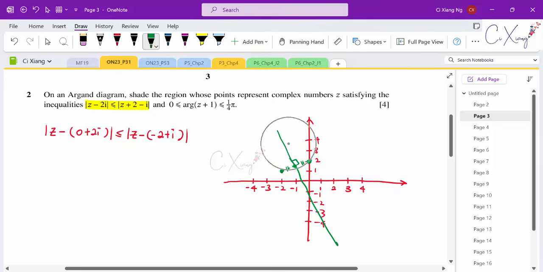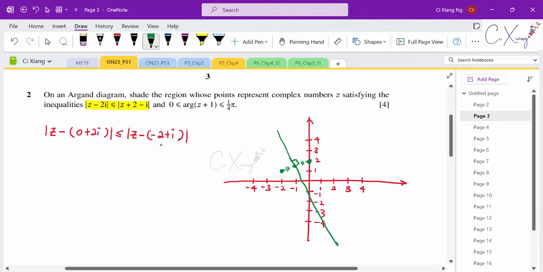So this is my first inequality, my first equation that involves the complex number z with modulus on both sides. And now for the inequality part, I need to shade the area. So which is the area that I should shade? When I'm having modulus z minus 0 plus 2i smaller than modulus z minus negative 2 plus i.